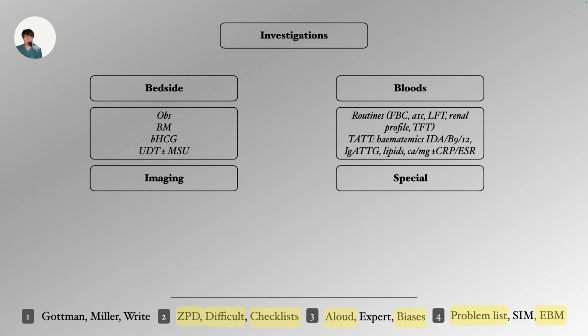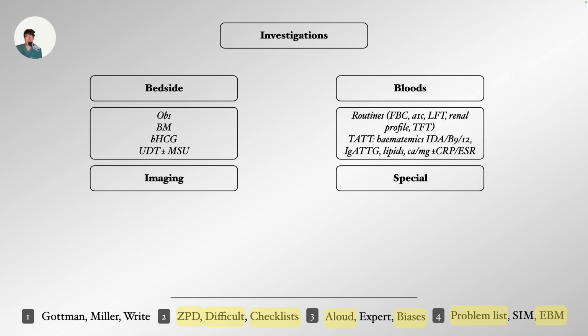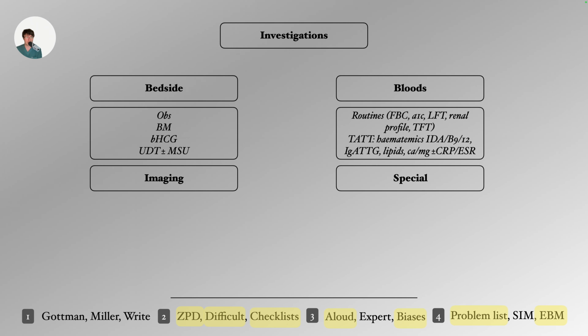In the bloods, I'm going to do some routine bloods. I'm also going to do my tired all the time bloods, TATT, which are the hematinics, which include iron deficiency anemia, B9, B12, and IgA-TTG, lipids, calcium, magnesium, CRP, ESR, so a whole set of things that I could do there, and I'll pick and choose what's necessary.